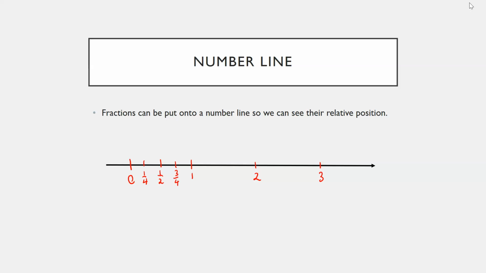Or we could be dividing things up into thirds. So since 1 is the same as having 3/3, dividing between 1 and 2 into thirds, I'm going to have 4/3, 5/3, and 6/3. So we could put all of our fractions onto a number line, which will allow us to see where they fall relative to each other.